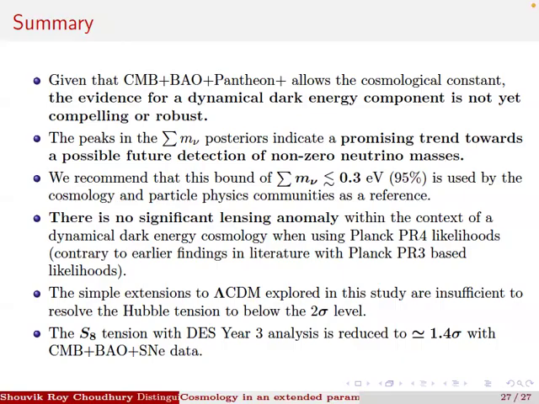And simple extensions to the lambda CDM model that we have used in this paper are not sufficient to solve the Hubble tension below the 2 sigma level. So the Hubble tension is robust, and the S8 tension is less than 2 sigma now, at the level of 1.4 sigma. So we are expecting that the S8 tension will go away in the future.